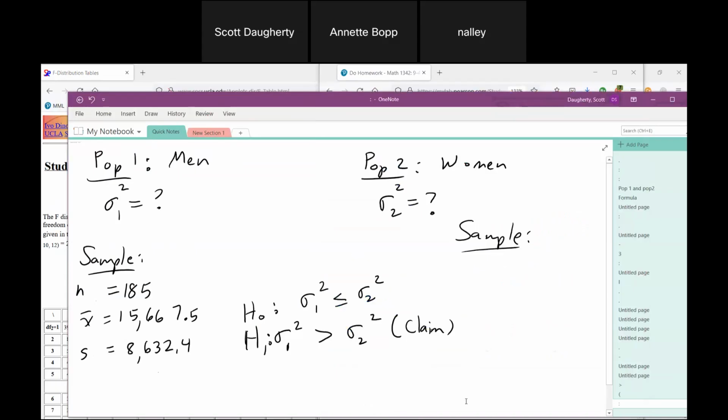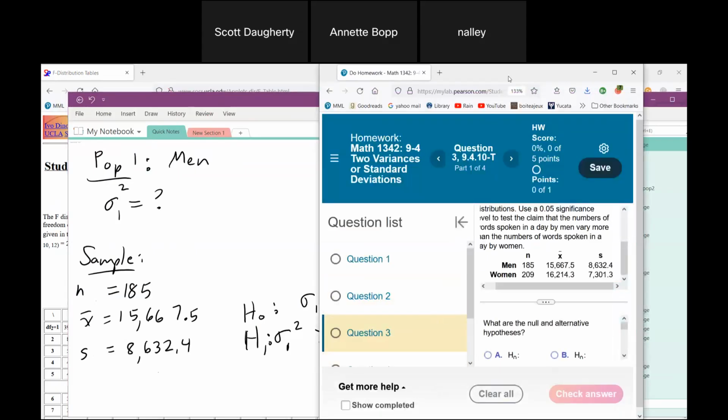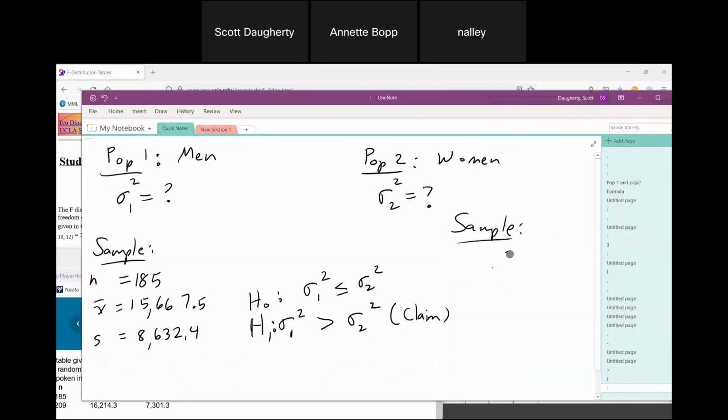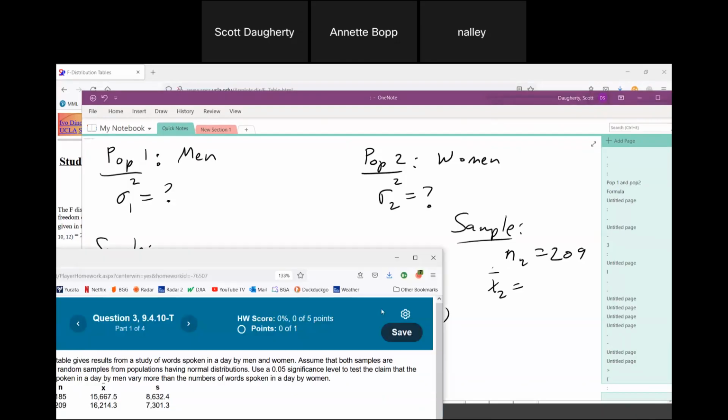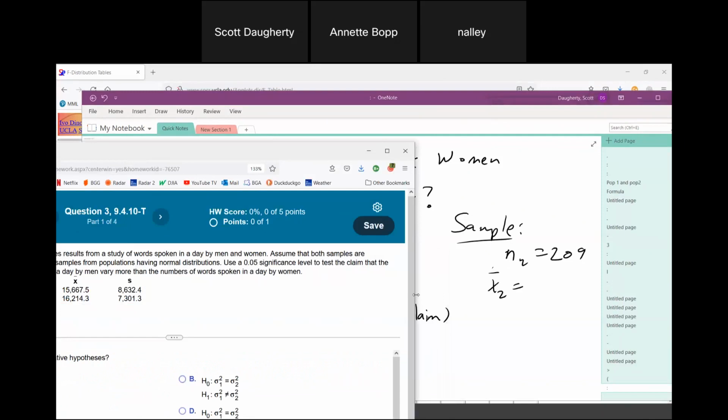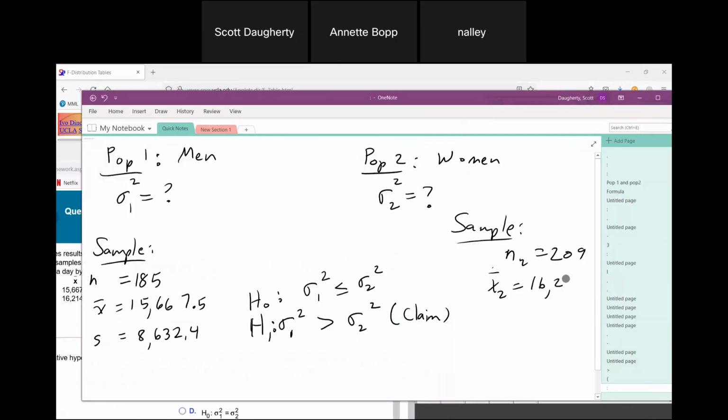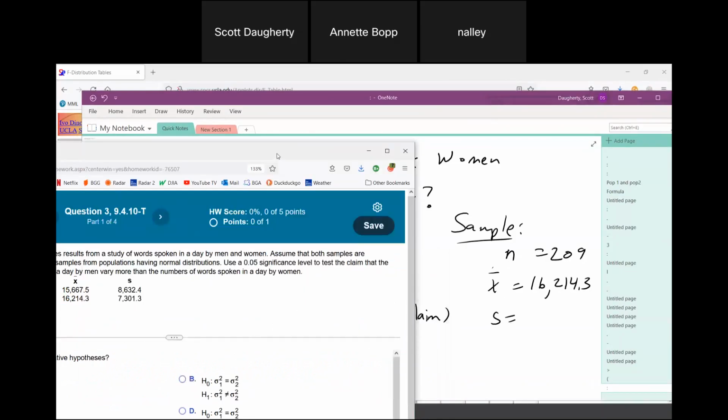And then they sample the women. 209 women. The average number of words spoken by those women was 16,214.3. And I shouldn't label this yet, so leave these unlabeled for the moment. And then the standard deviation in those for the women, the sample standard deviation was 7,301.3.